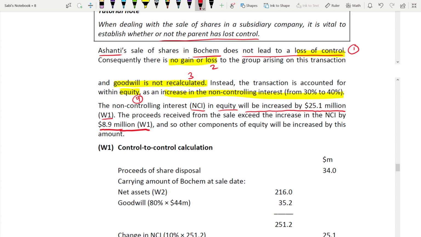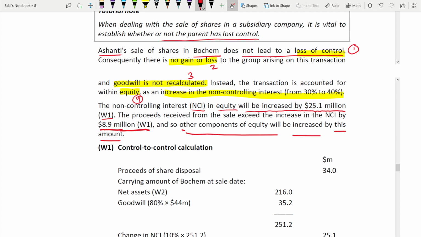Calculation is not enough to show that NCI increased by 25.1 because the question asked to explain. So explain. And so other components of equity will be increased by this amount. Even other components of equity. We know that there's a separate section for other components of equity. Even this will be increased. By which amount? By the same amount only.